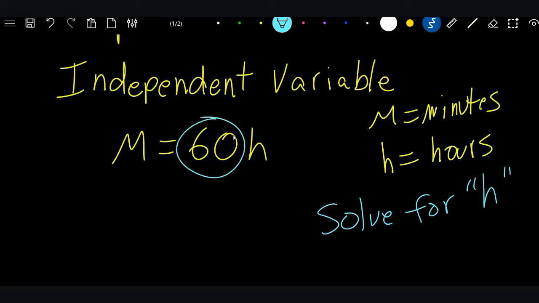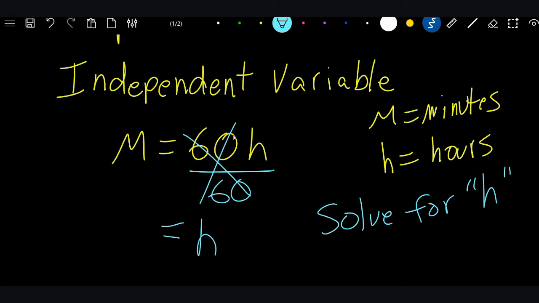Well, I have to eliminate the 60 from this side. How do I do that? Well, if I divide by 60, it's going to cancel, and I'm going to get h all by itself. Now, don't forget, if I do it to one side, I have to do it to the other side. Now, here's where you're not going to really get an answer. You can't divide m by 60. You don't know what it is. There's no way to write an answer.